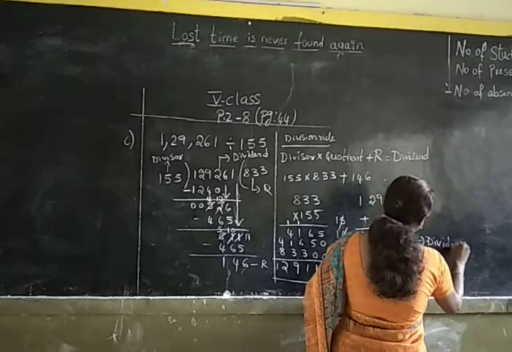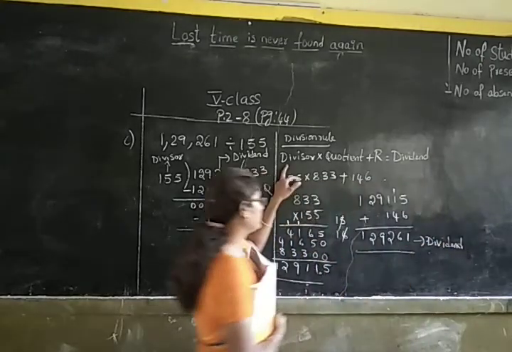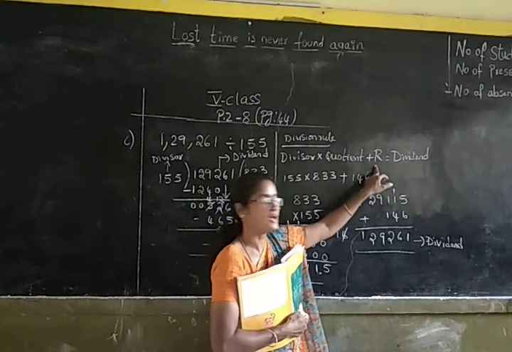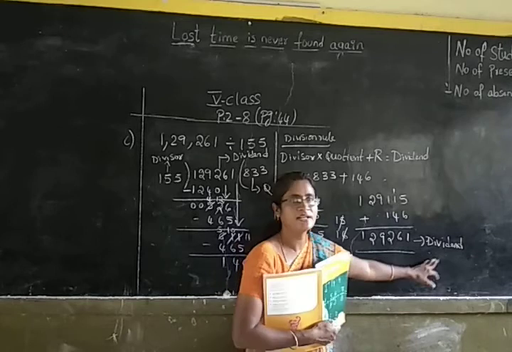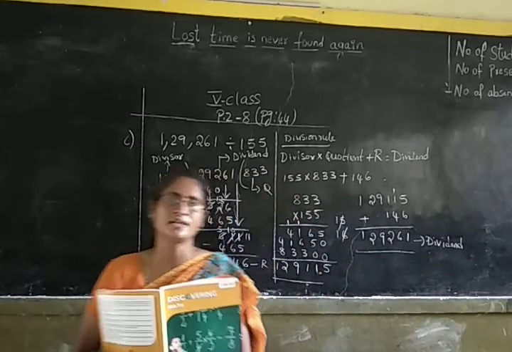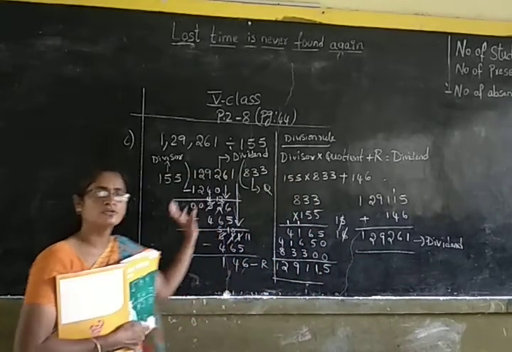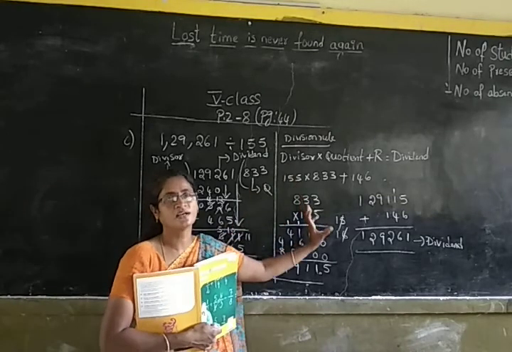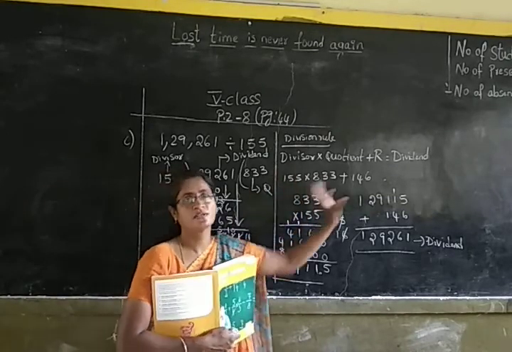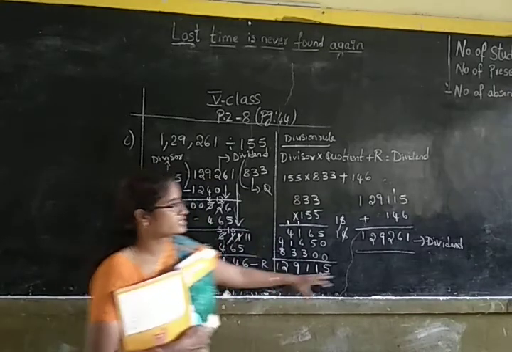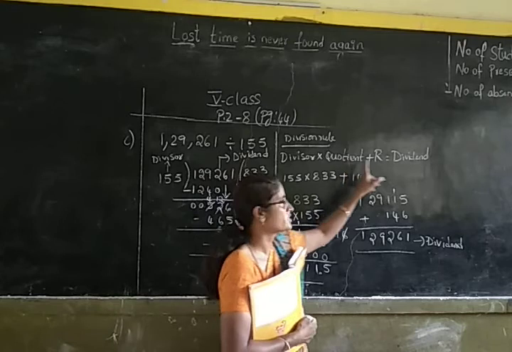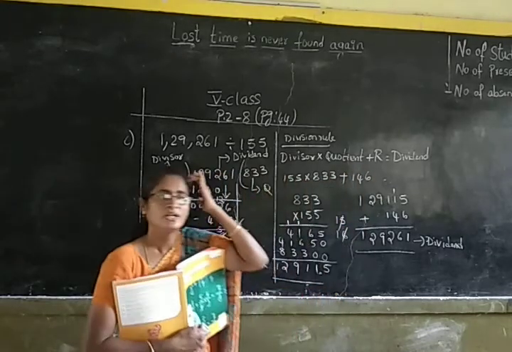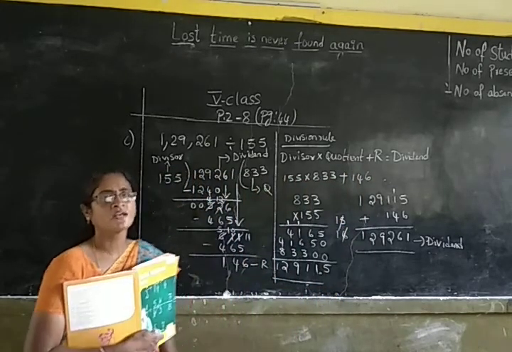So when you multiply divisor and quotient and add the remainder, you should get the dividend. So we have got the dividend here. So our division is correct. Did you understand, children, how to do the division and how to check the division by using the division rule? This is the way to check the division, which is divisor into quotient plus remainder is equal to dividend. This is the way of checking your division.